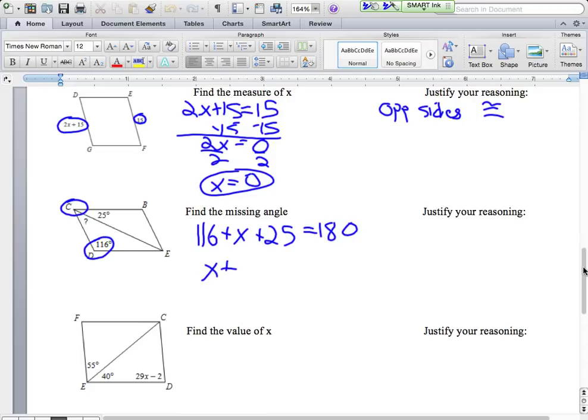So that gives us x plus 141. And then we minus 141 and get x equals 39. Right? So again, x is 39.